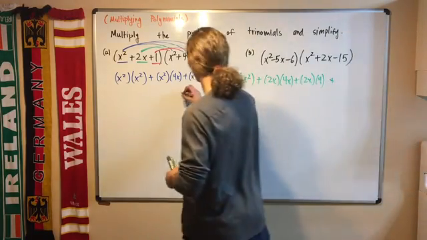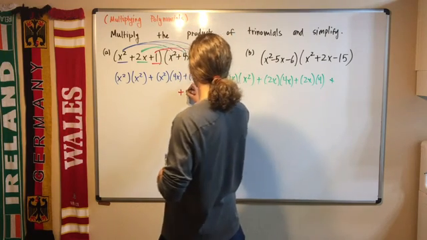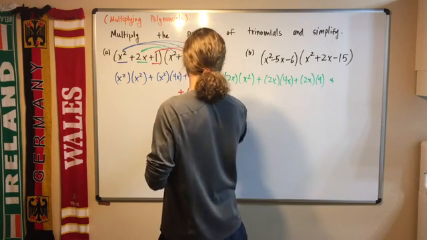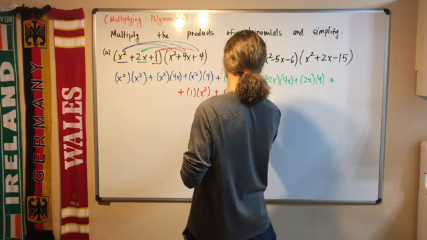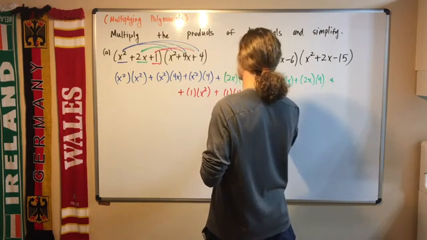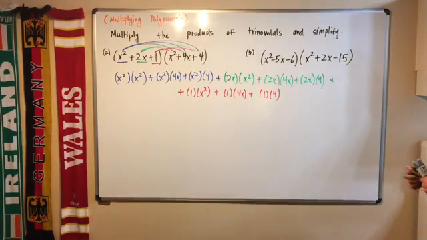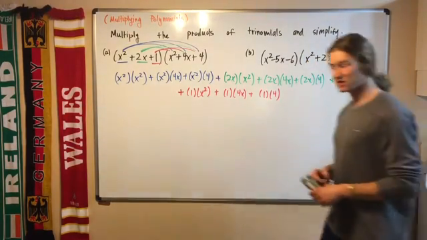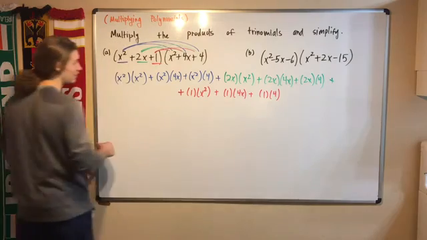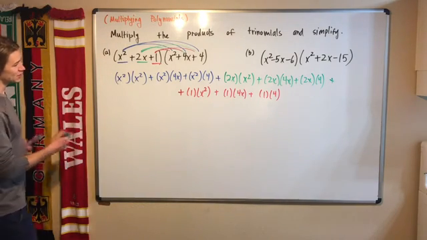Plus, I'm going to put it down here because we're running out of room, plus 1 times x squared plus 1 times 4x plus 1 times 4. Okay? So this is a big old long thing, but it's something that we can simplify and find a solution for. So let's start to do some multiplications.